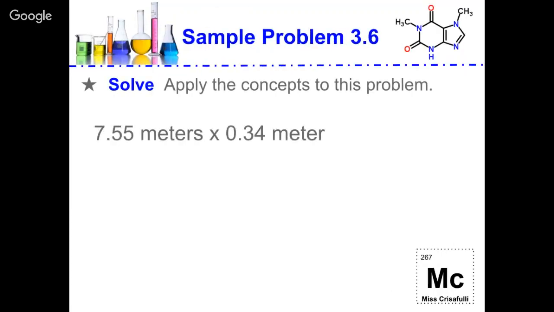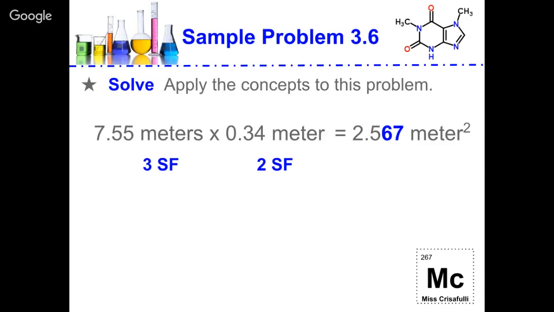7.55 meters times 0.34 meters. So 7.55 meters has 3 significant figures. 0.34 has 2 significant figures. So let's do the math first. When we do this calculation, we get 2.567 meters squared. Remember, a meter times a meter is a meter squared.